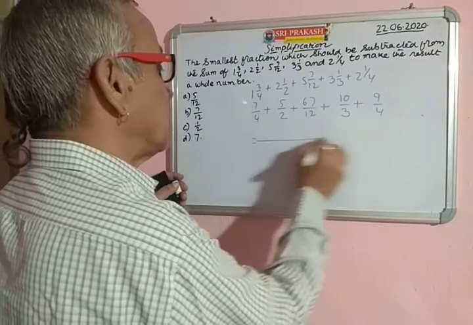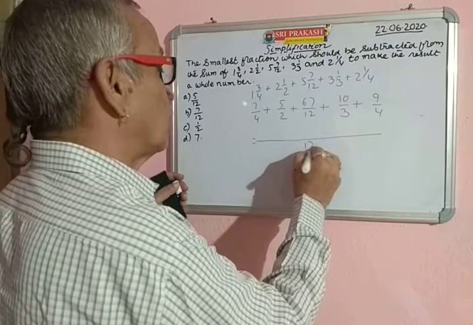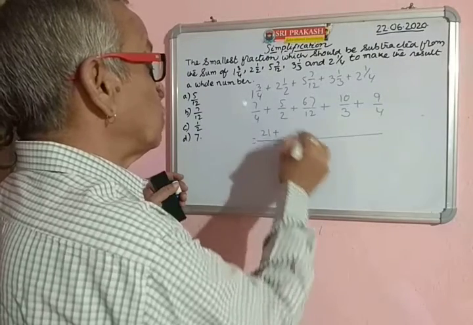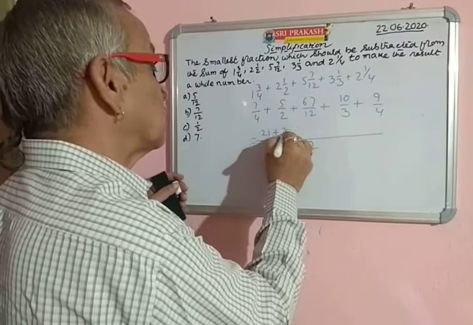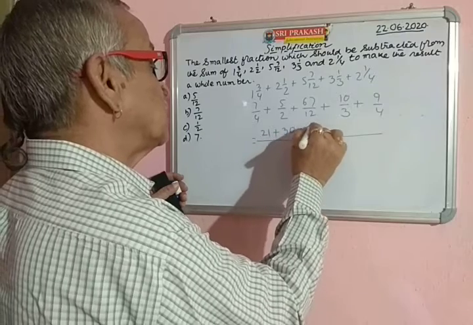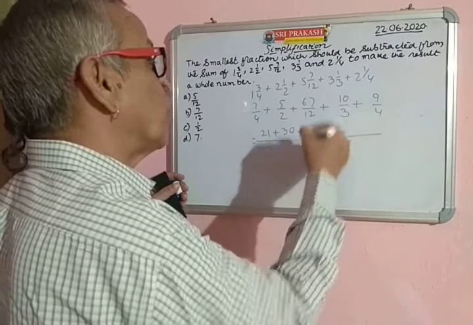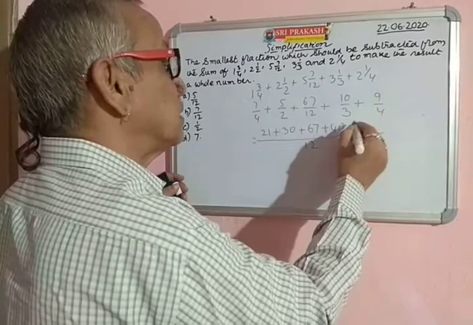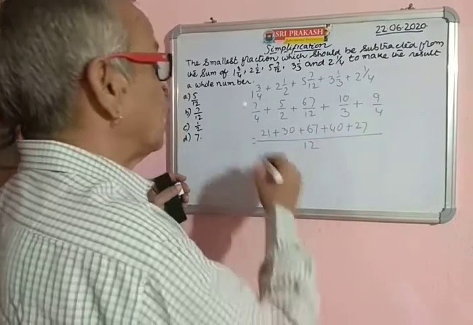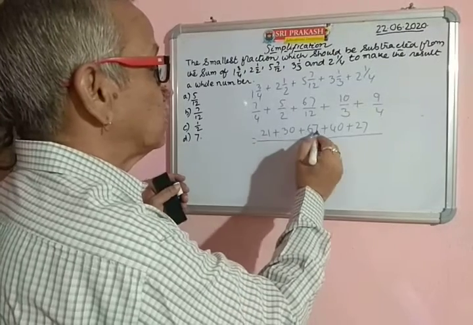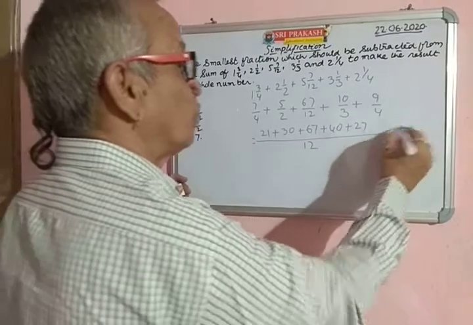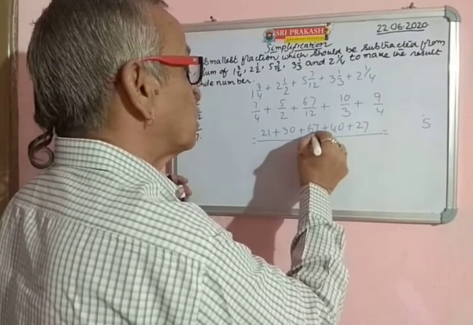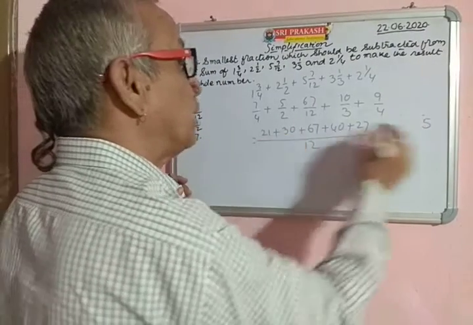What will be the LCM? LCM will be 12. 4 3s are 12, 3 7s are 21. 2 6s are 12, 6 5s are 30. 67. 3 4s are 12, 4 10s are 40, plus 4 3s are 12, 3 9s are 27. Let us add: 21, 30, 67, 40, 27, and the total comes to 185 by 12.